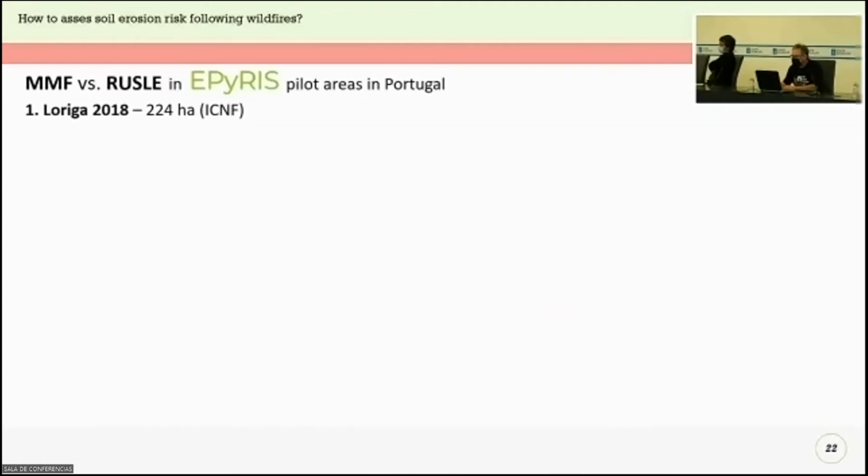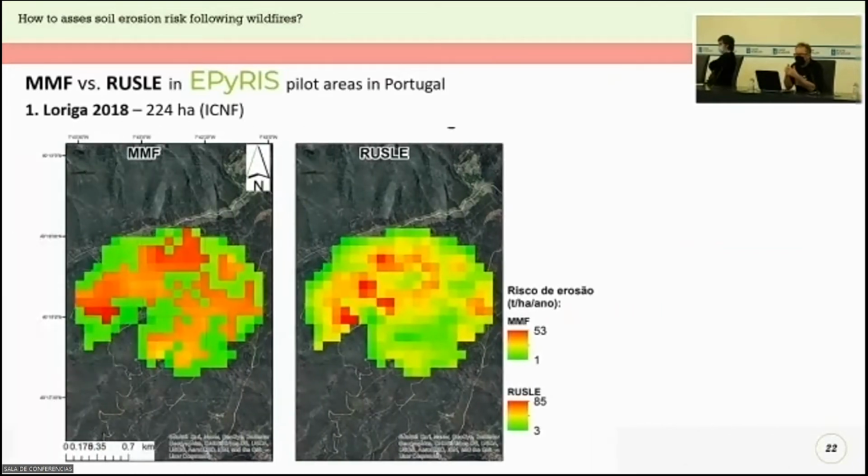Okay. So now I want to give you some examples of the work we did in EPyRIS in terms of comparing these models, in this case, in burnt areas in Portugal. In this case, Loriga, a very small fire of 220 hectares. And we can see here the two maps of the models, soil erosion risk of the first year by MMF and by RUSLE on the right side.